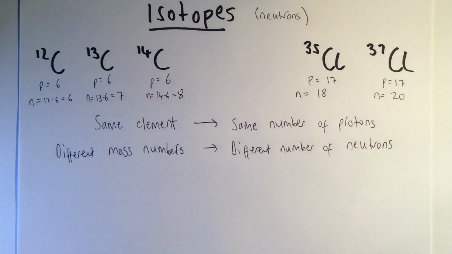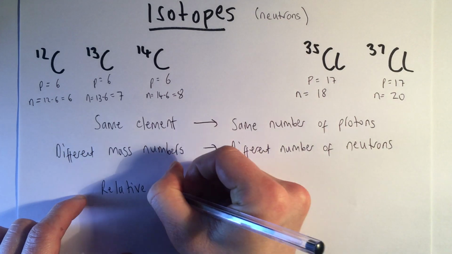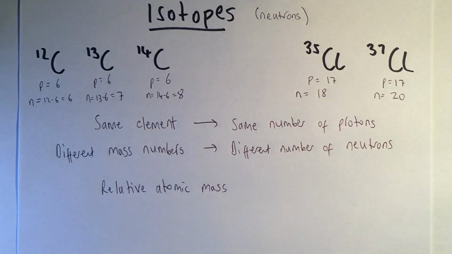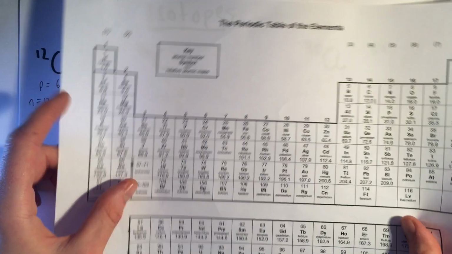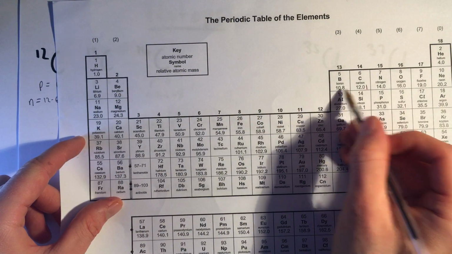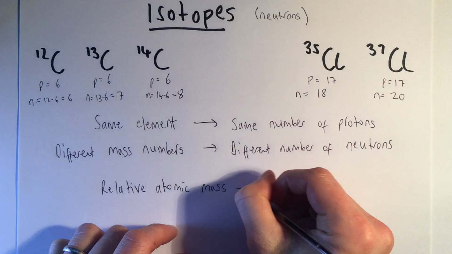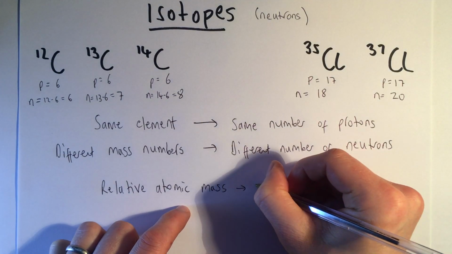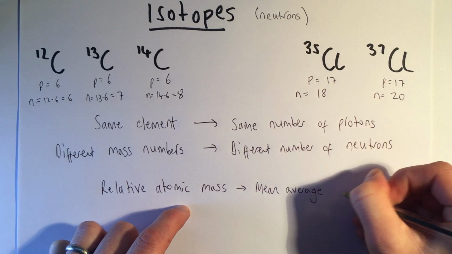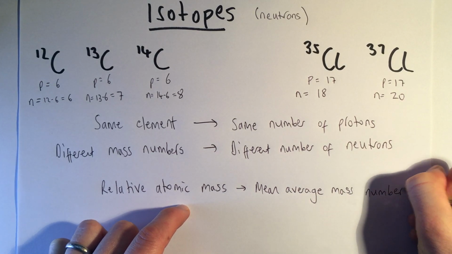Okay, last question is, what is the relative atomic mass, which is shown to us on our periodic table and has often got a number that's not a whole number. Why is it that we aren't given a whole number? That's because the relative atomic mass shows us the mean average mass number for all of the different atoms of that element in the universe.